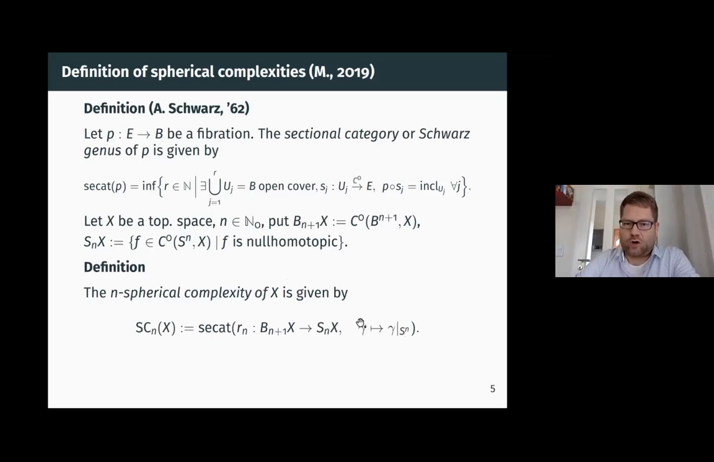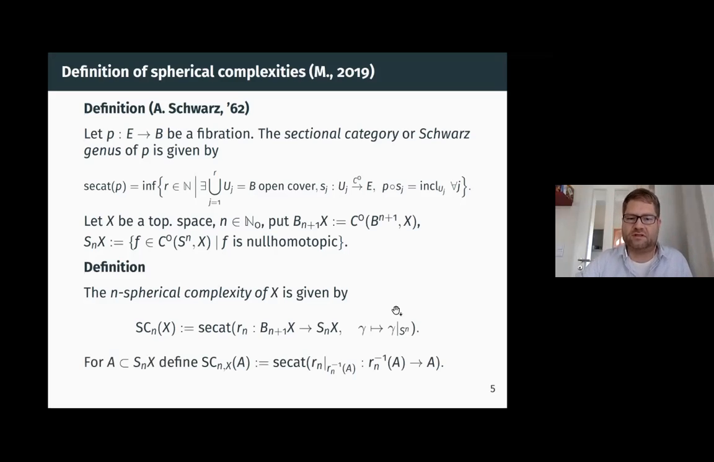So we search for open domains such that over each of these domains we can continuously, with respect to the C0 topologies, fill spheres by balls. That's the main idea behind this thing. It turns out that for the whole space, this number here is quite likely to be infinity, so it's not that useful, but it becomes very useful if we consider subspaces.